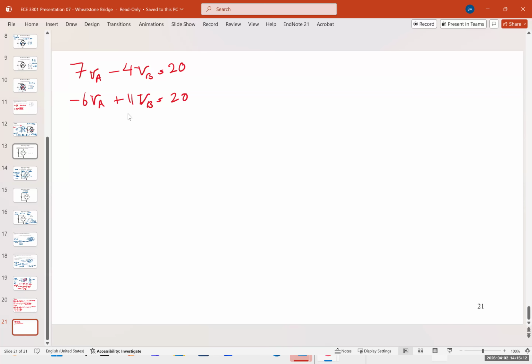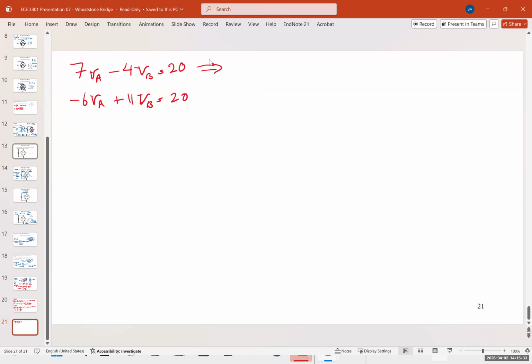Let's do another thing. Adding them gives you VA plus 7 VB. It's equal to 40. I mean, you can find VA and VB in relation. Or let me try another way. Let me try an easier way.